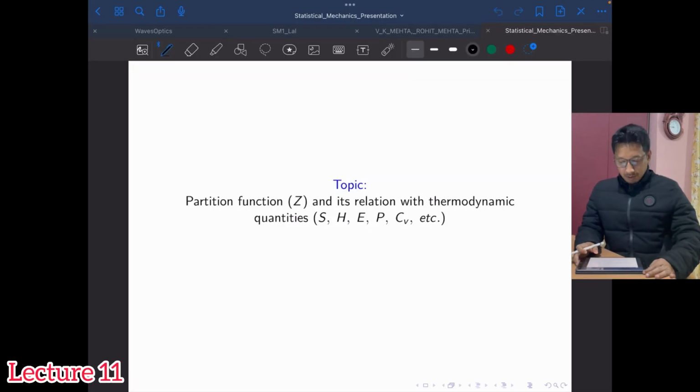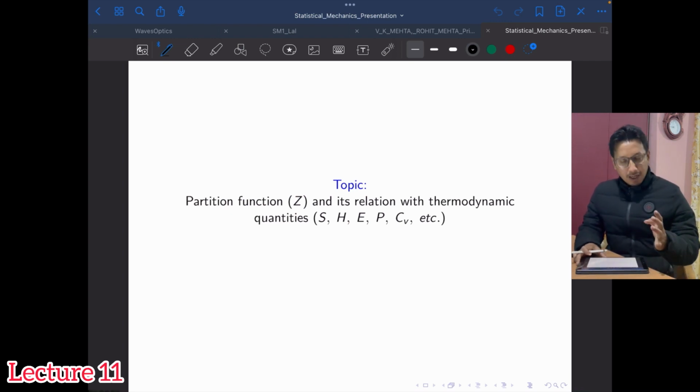Okay, so we have discussed the partition function briefly in one of the previous videos. Today we'll talk about the partition function for a system with energy degeneracy, and the relationship between the partition function and other thermodynamic quantities of a system.